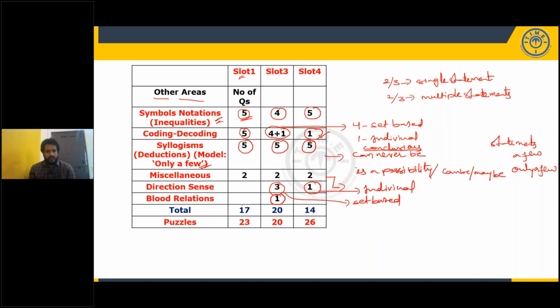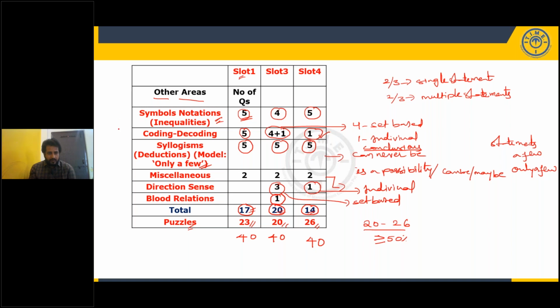So overall, from the other areas, we have 17 questions in slot 1, 20 questions in slot 3, 14 questions in slot 4. So the remaining all are puzzles. Reasoning section is presented for 40 questions. So out of 40, 17, 20, 14 are from other areas in their respective slots, and the remaining are puzzles: 23, 20, 26. So minimum 20, maximum 26 puzzles are given. It means greater than or equal to 50% weightage is given for puzzles.